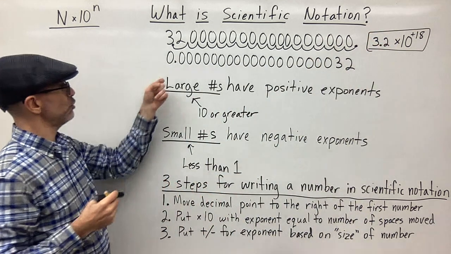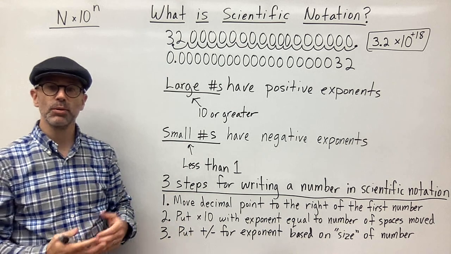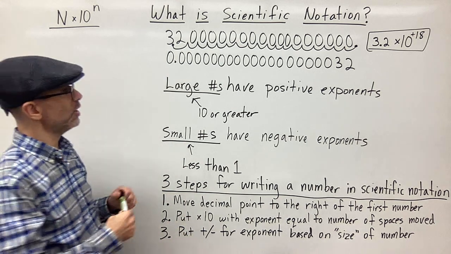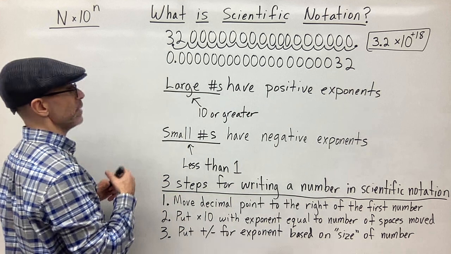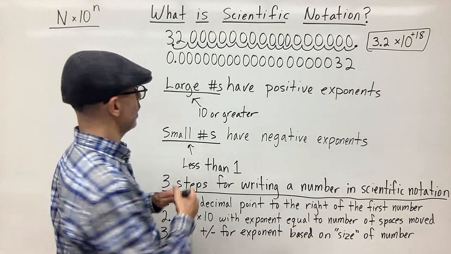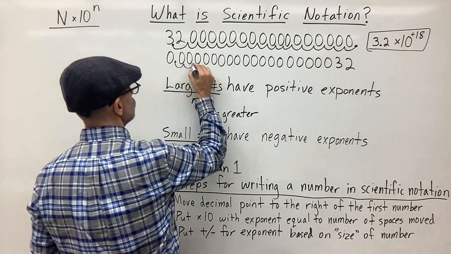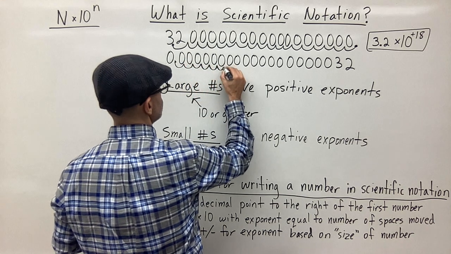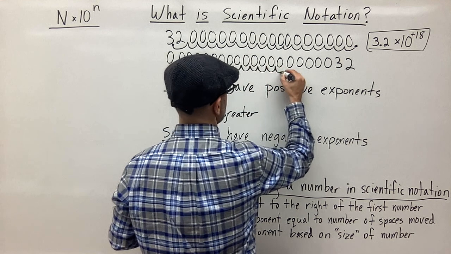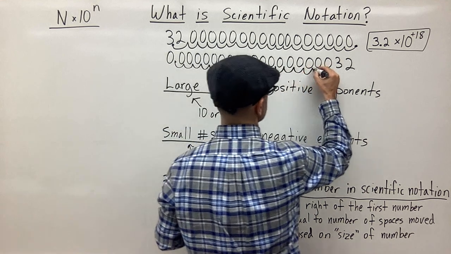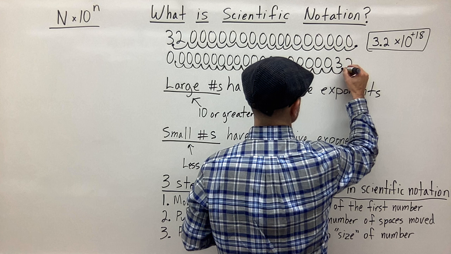Let's go ahead and do this number now. Again, step 1, move the decimal point to the right of the first number. So here's the first number. I'm going to move my decimal point to the right of that number. I'm going to move again: 1, 2, 3, 4, 5, 6, 7, 8, 9, 10, 11, 12, 13, 14, 15, 16, 17, 18, 19. So there's my decimal point.